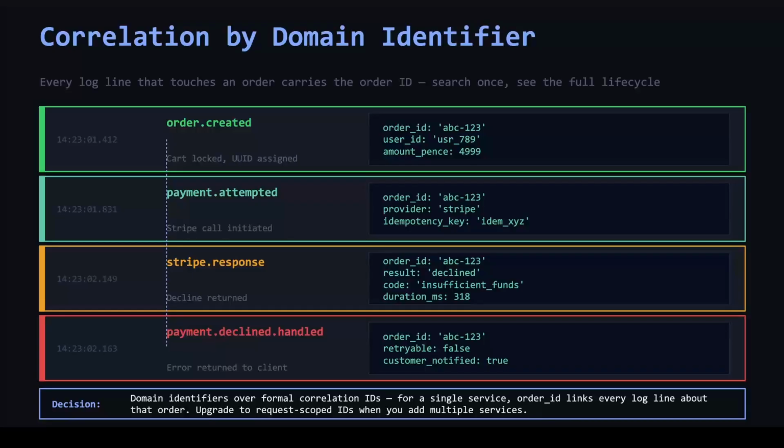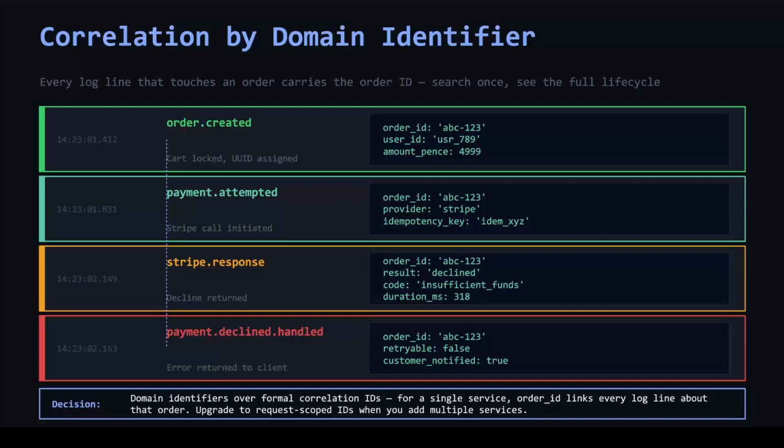Here we go. At the timestamp 14:23:01.412, order.created, the cart locked, UUID assigned, user ID, and amount in the field. You'll have to bear with me for the example, this is just for the slide. We're using cents because we don't have pence here in America. Not that kind of pence. Anyways, at 14:23:01.831, payment.attempted. The Stripe call initiated. Provider and idempotency key, those are logged.